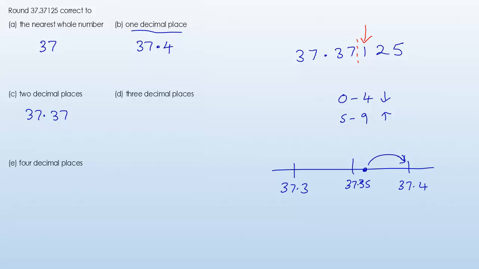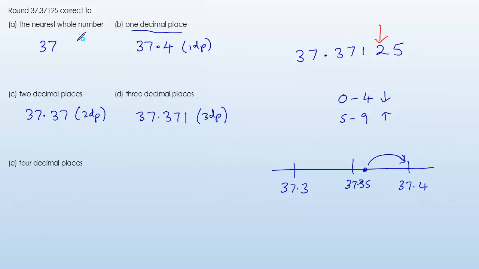Now we're going to go for three decimal places. So the important one to look at is the fourth decimal place. It's a 2, so we round down, and that's 37.371. Now when we do these, we can write in brackets the degree of accuracy just afterwards, like this.